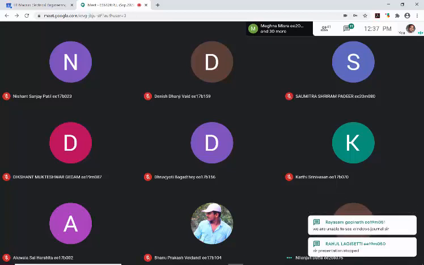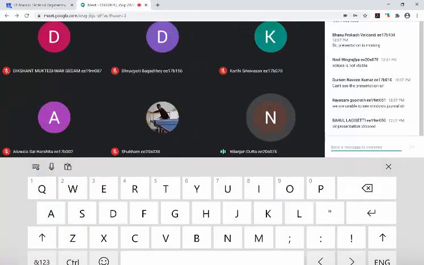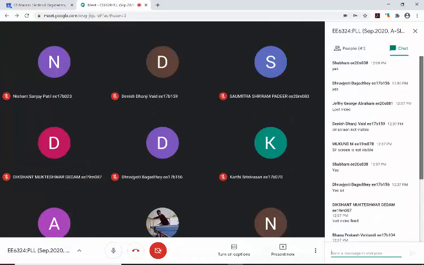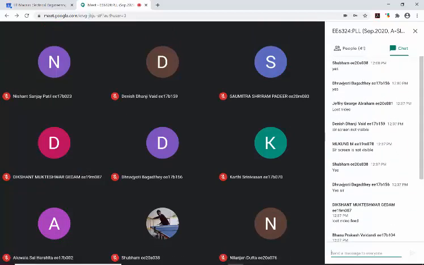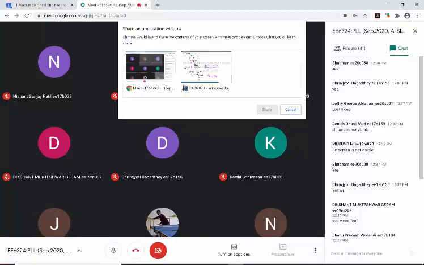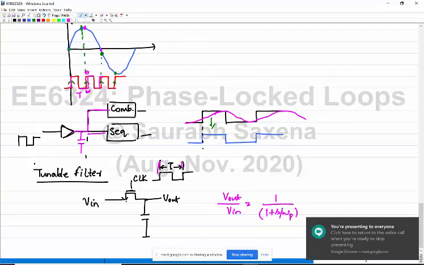Is there no video? Are you able to see the screen or no? Okay, let me just redo that. Since when was the presentation stopped? Okay, since I started the filter. Okay. Now you can see.